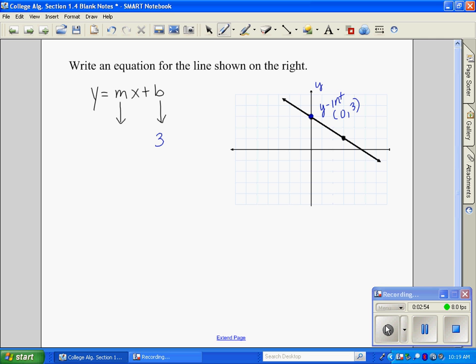Our slope is calculated from our rise over our run. So if I start here, I need to know how many do I go up. 1, 2. So I'm going to rise 2, run. I'm going to go back to the left. 1, 2, 3. So I went to the left 3, and since I went to the left, it's -3. So now I take that slope 2 over -3, and I'm going to substitute it in there, and I rewrite my equation. Y equals -2/3 x plus 3. This is the equation of the line that was shown on the right.